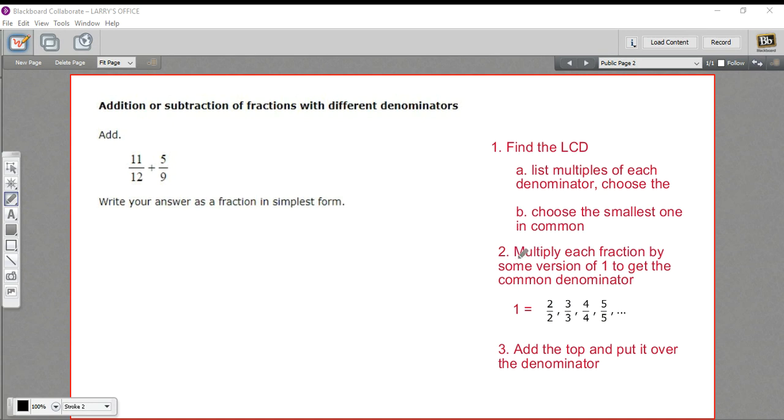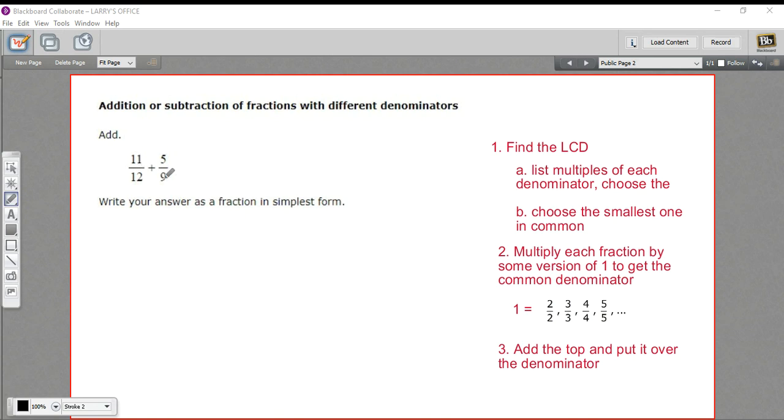Then, once we've done that, we're going to multiply each fraction by some version of the number 1, like 2 over 2, or 3 over 3, or 4 over 4, or 5 over 5, etc., in order to create that common denominator. And then once we have the common denominator, the same numbers on the bottom, we're just going to add the numbers on the top and place them over that denominator. So those are the steps. Let's see how they work in this problem.